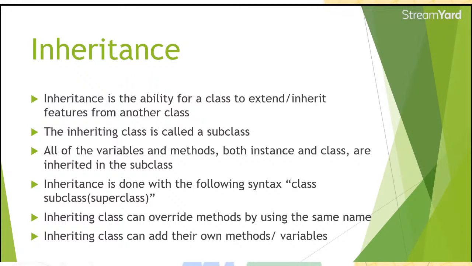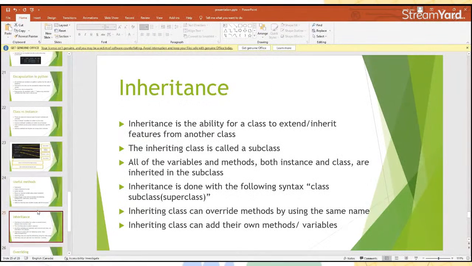Okay, let's read the notes. Inheritance is the ability for a class to extend or inherit features from another class. The inheriting class is called a subclass, and all of the variables and methods, both instance and class, are inherited in the subclass. Inheritance is done with the following syntax. In Python, you write the keyword class, then the name of the subclass, and in parentheses, you put the name of the superclass, the class you're inheriting from. Inheriting classes can override methods by using the same name, and inheriting classes can add their own methods and variables. I'll discuss this just now.